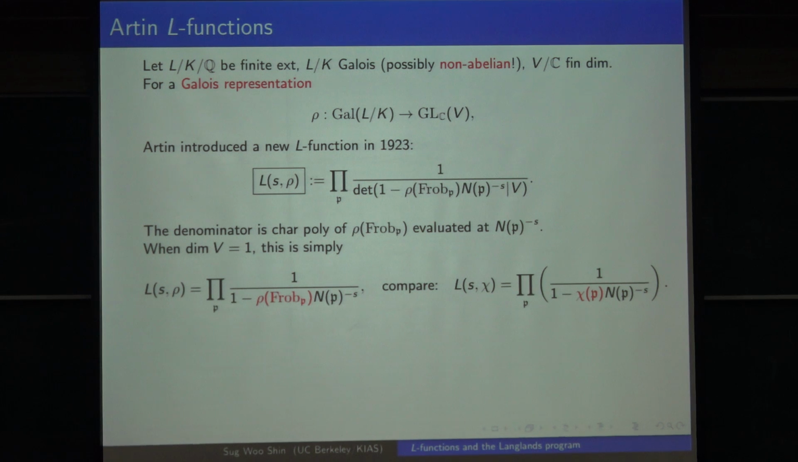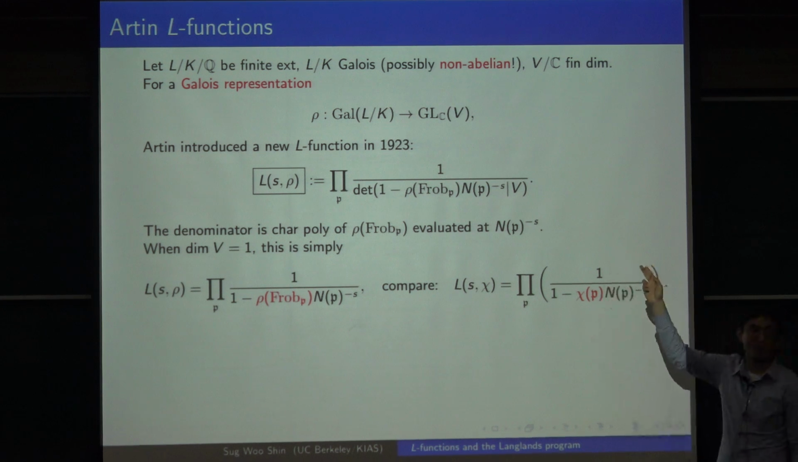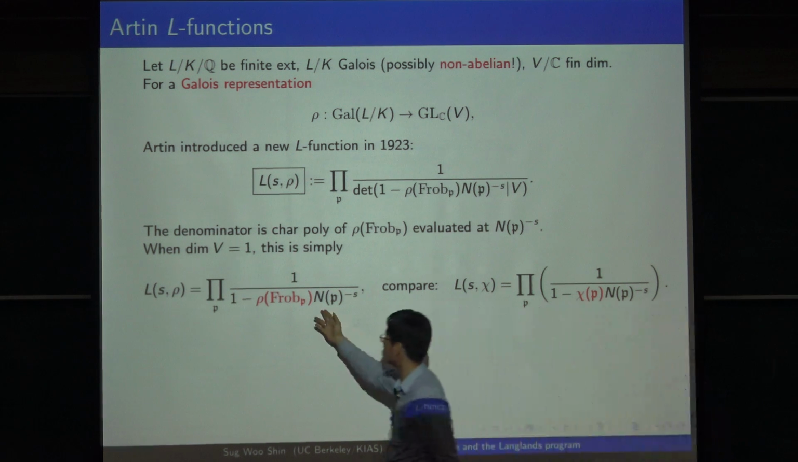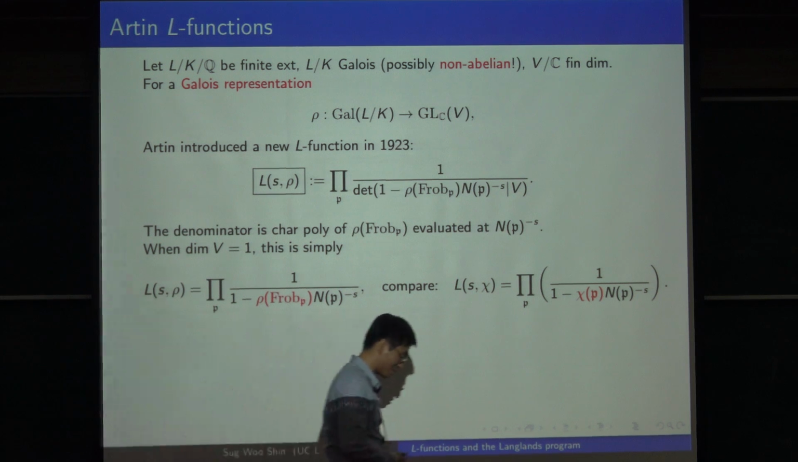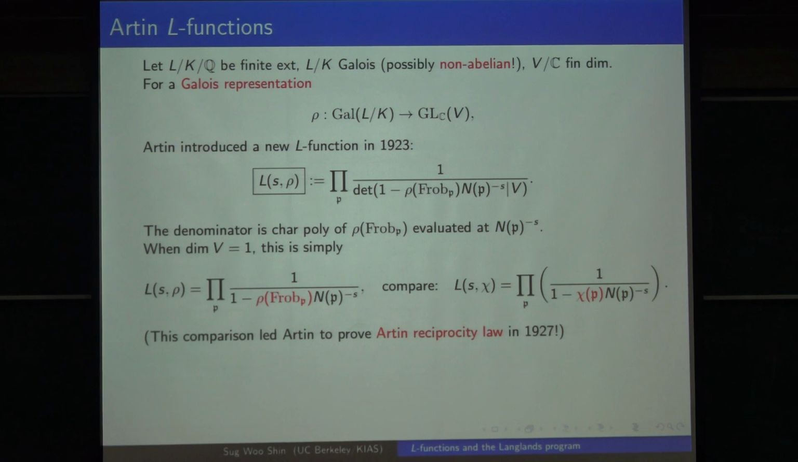That's actually very important. But even in dimension 1, when everything is abelian, because when the dimension is 1, GL(V) is just an abelian group, so the Galois group factors through an abelian quotient. Then in the dimension 1 case, you have extremely similar definitions. And this curiosity drove him to prove his reciprocity law in 1927, just a few years later. Okay, I'll get back to this.